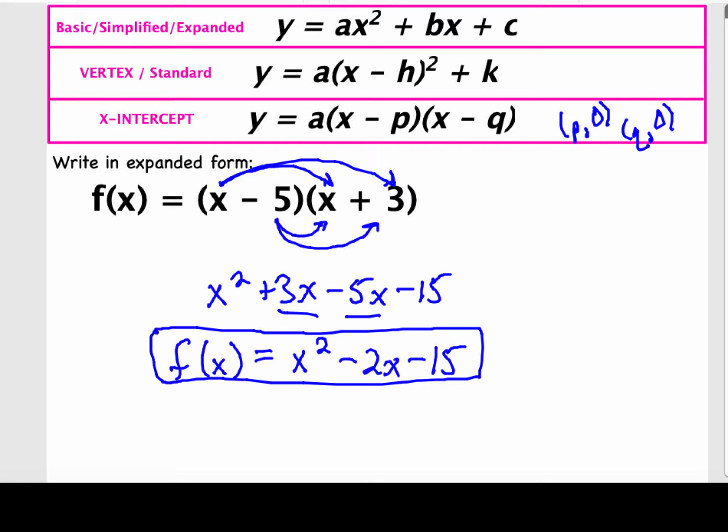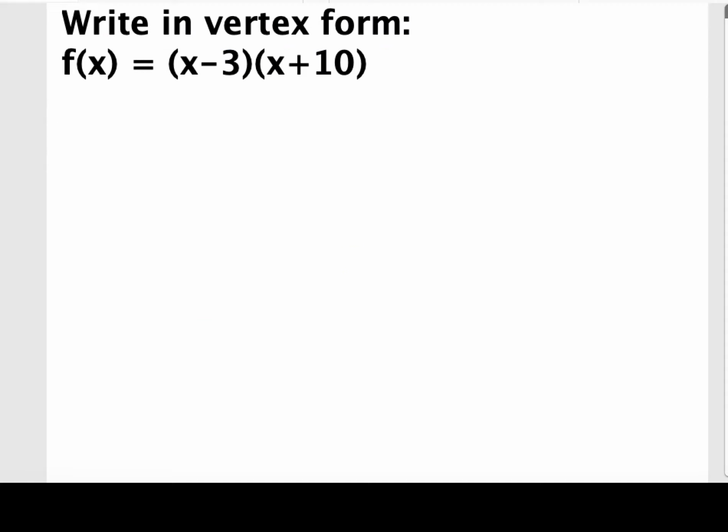Now, it takes a little bit more work to get that all the way back to standard form, all the way to vertex form, but that would be our general method. Let's look at another example here.